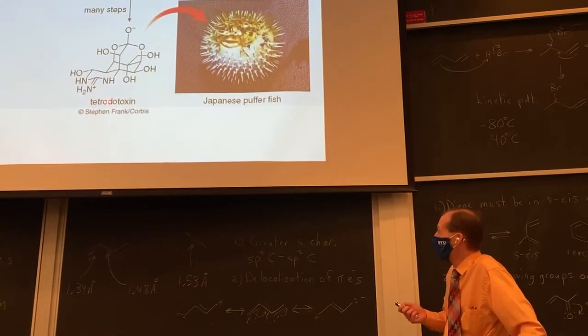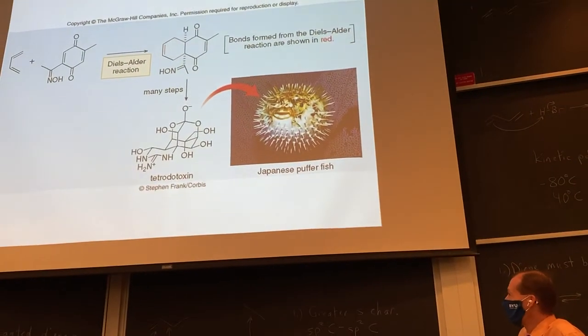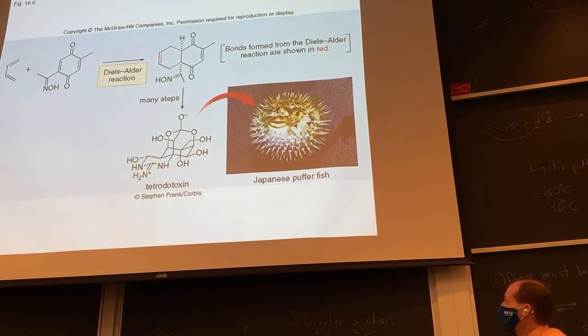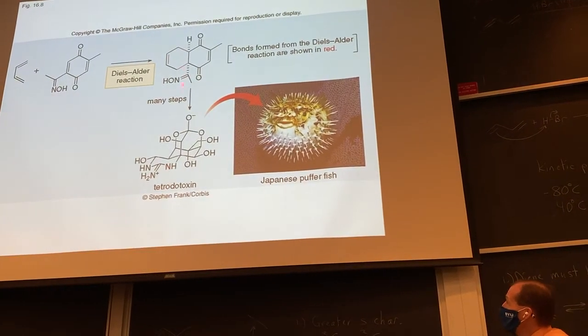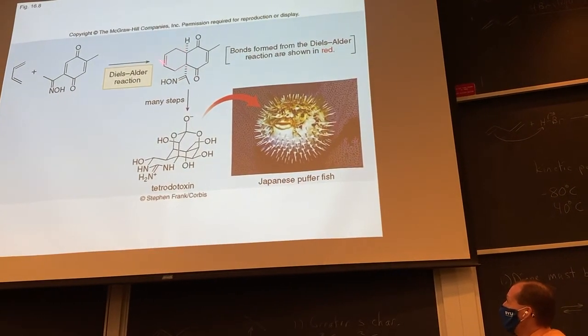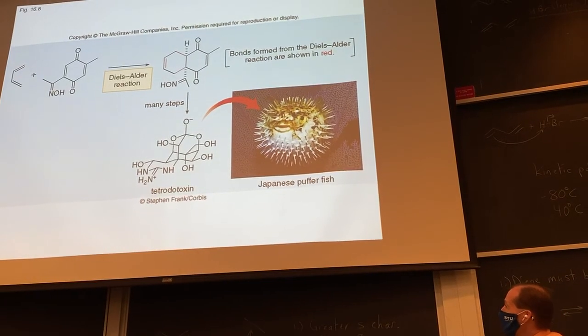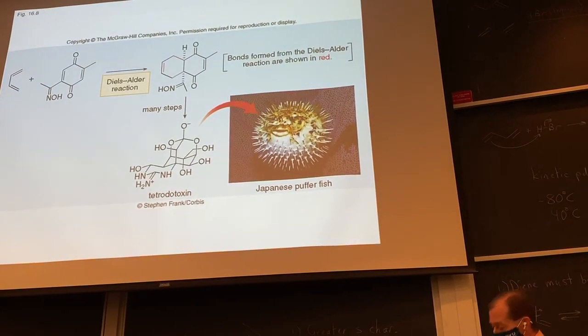So tetrodotoxin is a very interesting molecule. It's a neurotoxin. And because it has so many six-membered rings, you can see that the six-membered ring shown here is the one that is prepared by the Diels-Alder reaction.